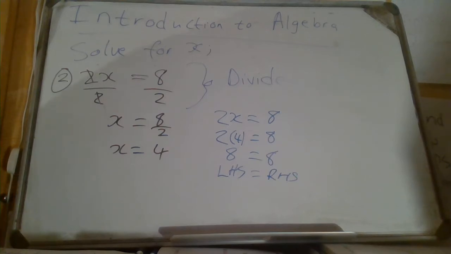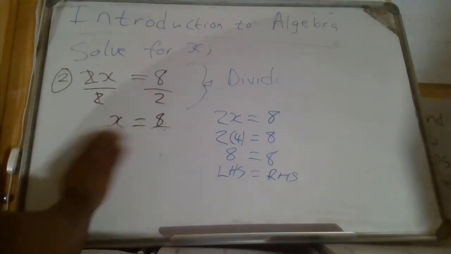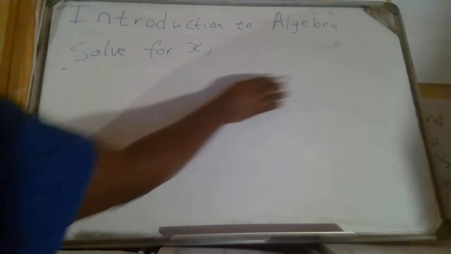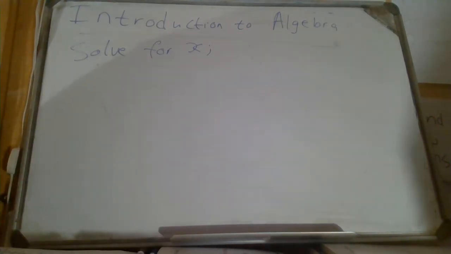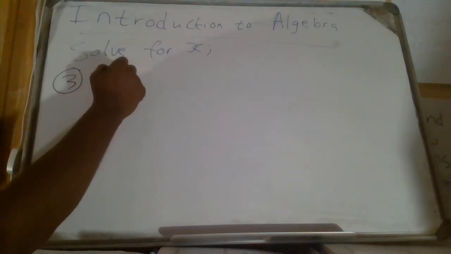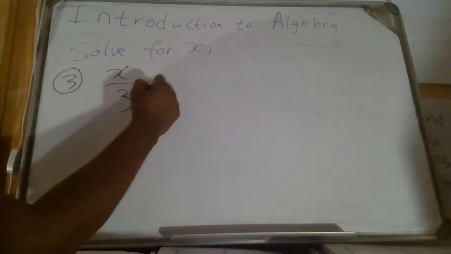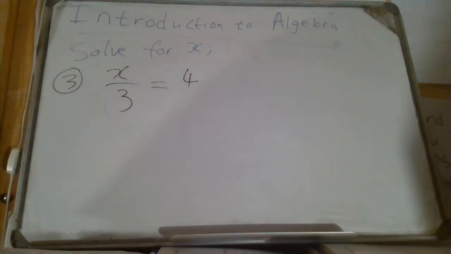Okay, so we dealt with transposing, and now we dealt with divide again, and then let's look at another one. We are still solving for x. Now this is the third one. Number 3. Okay, so we've got x over 3, which is equal to 4. Right, we are solving for x here. We have a problem here. Okay, we've got now a fraction. So we can't use divide, we can't use transpose.